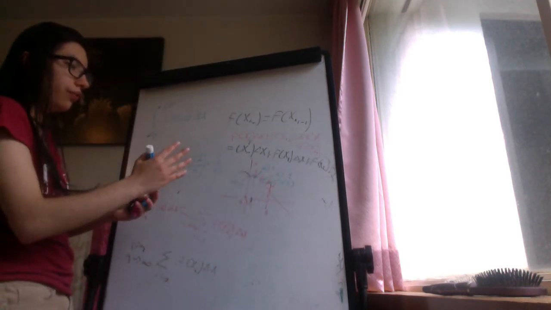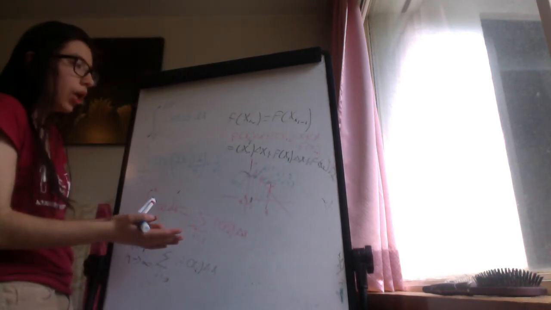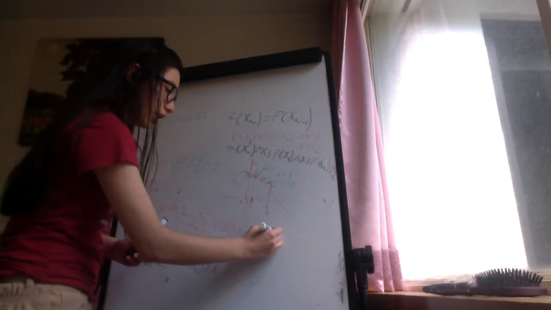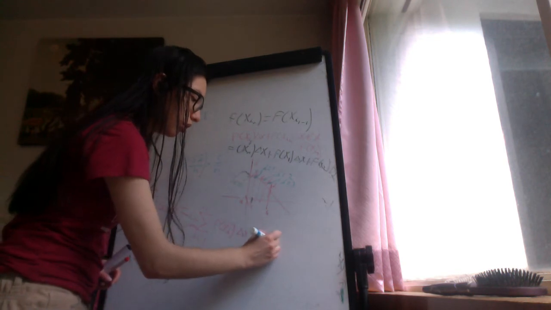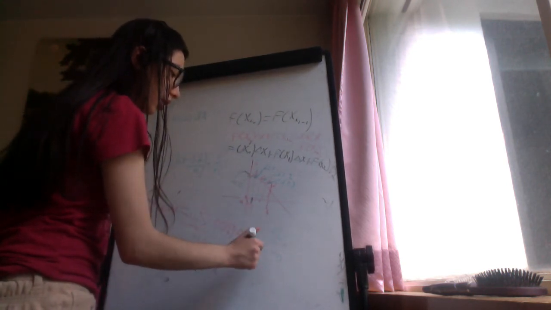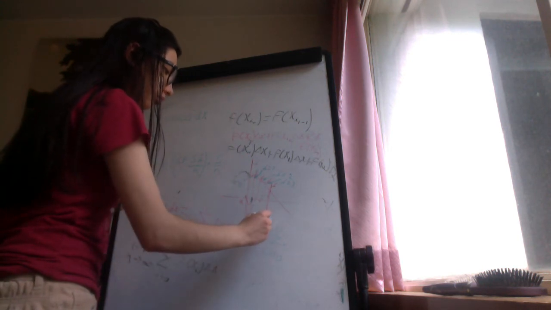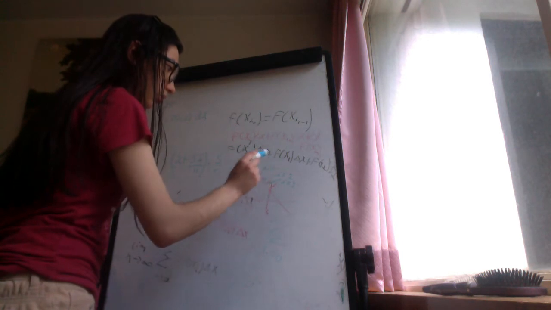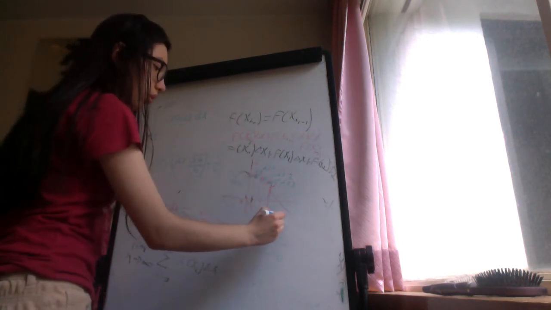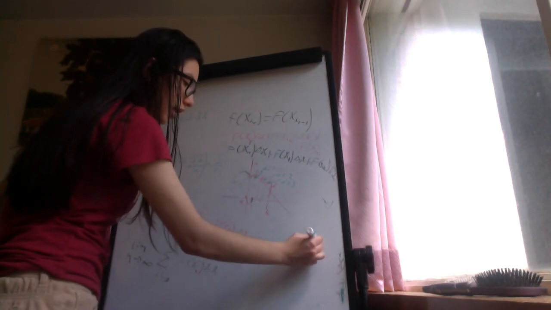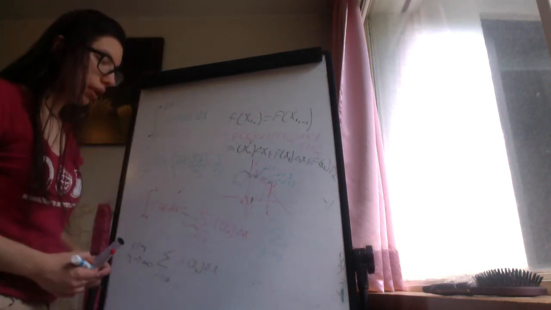So if we have 4 rectangles, for example, this example is the summation from i equals 0 to n, which is 4 minus 1, so 3, of f of x times delta x. So we have infinitely many rectangles.